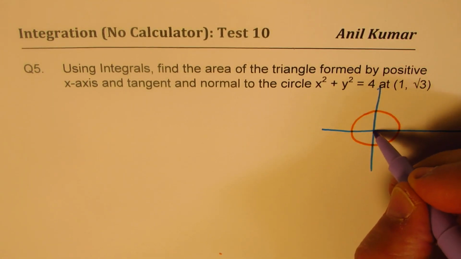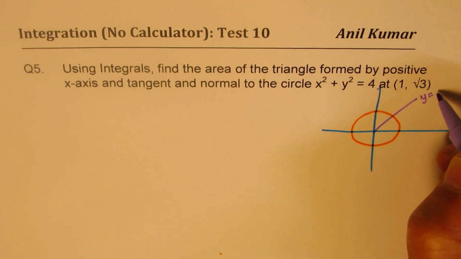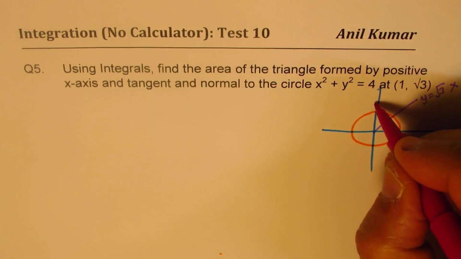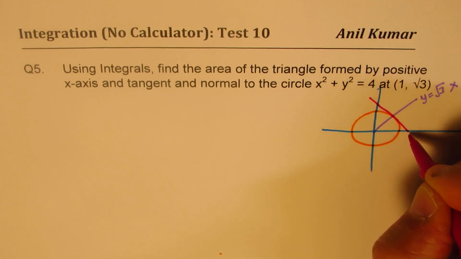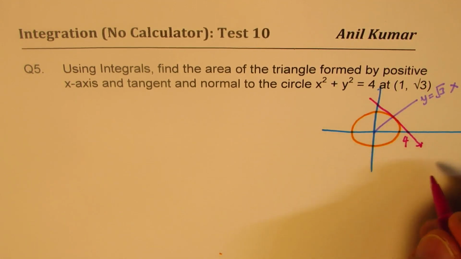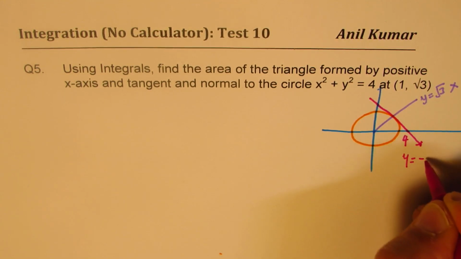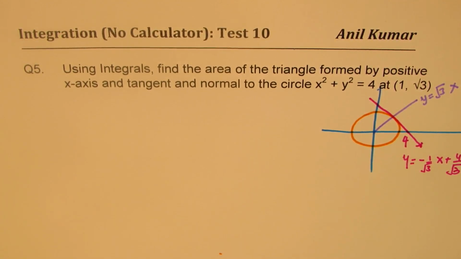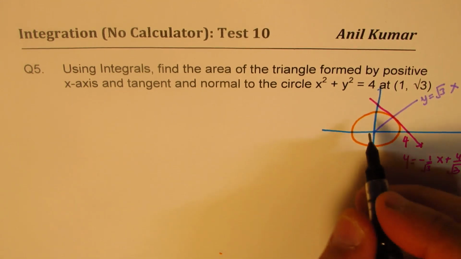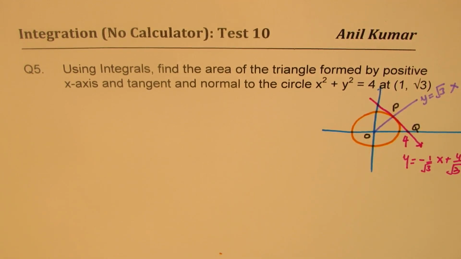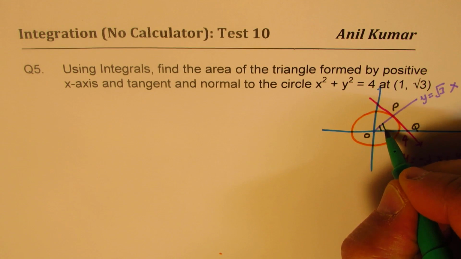The equation of normal being y equals to square root of 3x, and the equation of the tangent, this point here is 4, and the equation of the tangent is y equals to minus 1 over square root 3x plus 4 over square root 3, correct? So those are the two lines. We are now interested in finding the area between OP and Q using integrals, right?